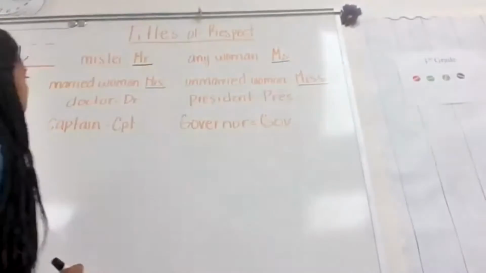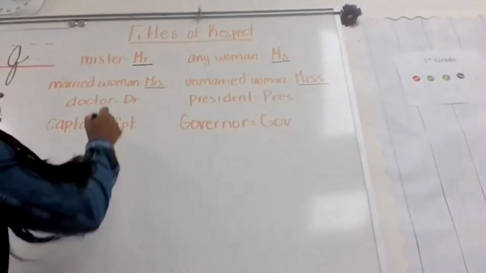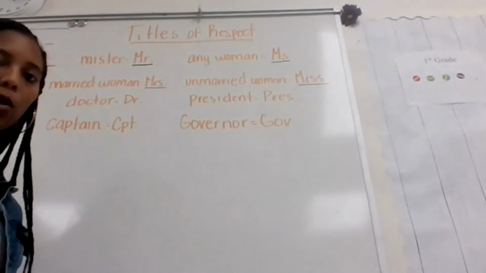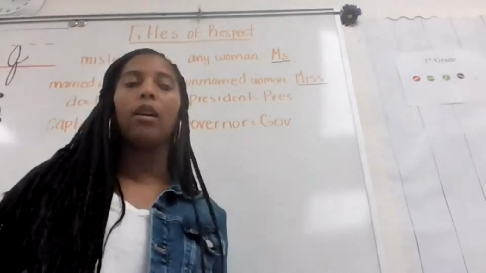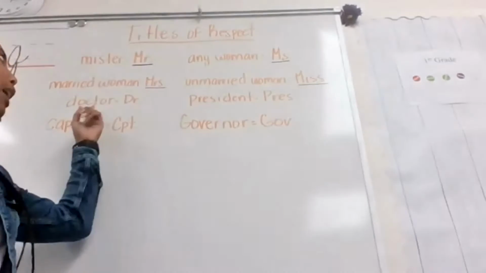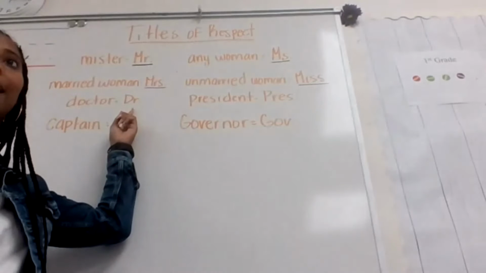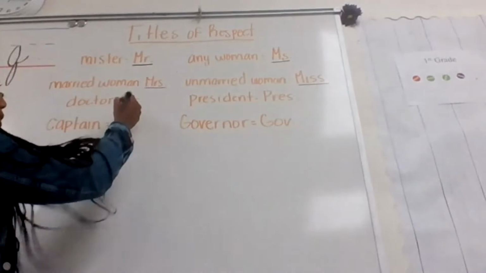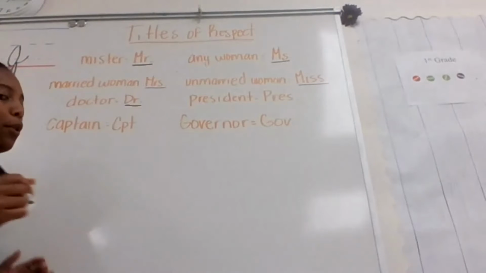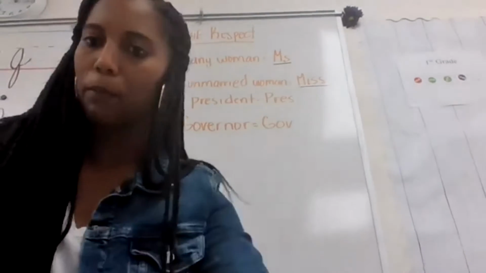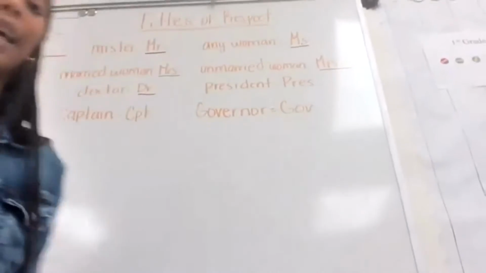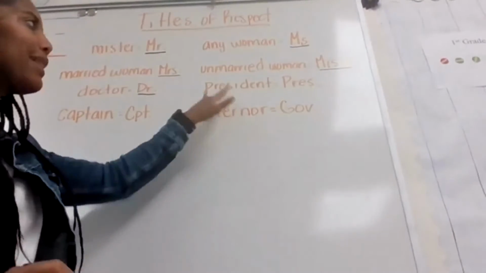So let's learn the new ones. We learned doctor before. So next we have doctor. Doctor is usually abbreviated as well. Most of the time we don't see doctor written out. We'll usually see it in this form, right? D-R dot. So this is how we write the title of respect, and we abbreviate the word doctor, capital D-R dot.